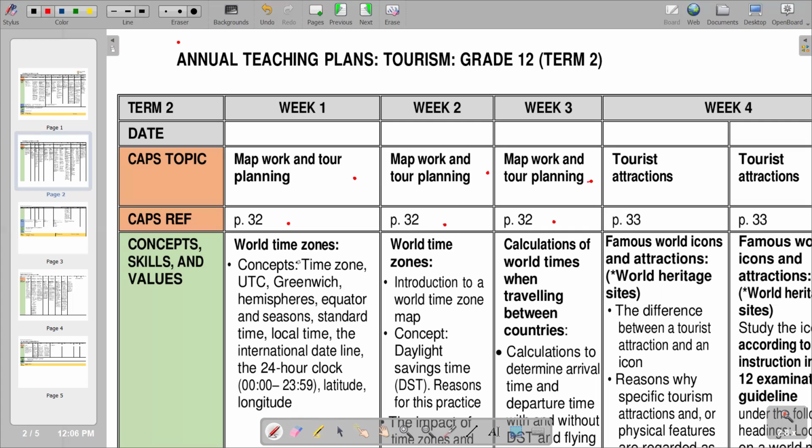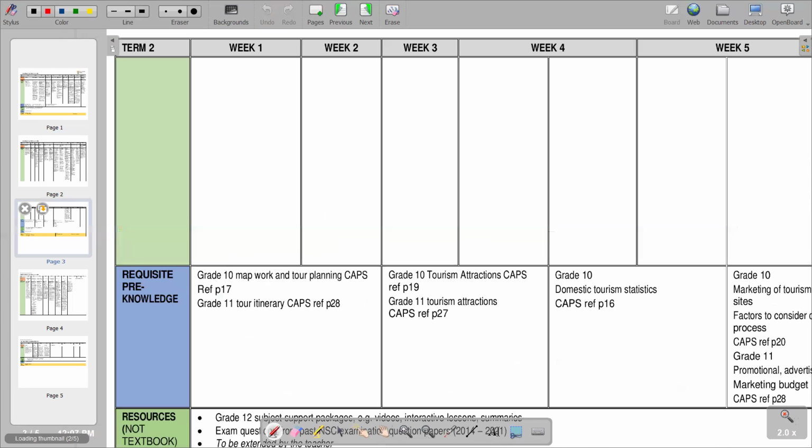Then the knowledge that you are supposed to know before you start your week one, that is the prerequisite knowledge. You are supposed to know grade 10 map work and tour planning, which is on CAPS ref page 17, and also grade 11 tour itinerary, which is CAPS ref page 28. So these are the prerequisite knowledge, and the knowledge that you are supposed to know before you start your week one is also going to apply for week two, as indicated that it's overlapping into our week two.